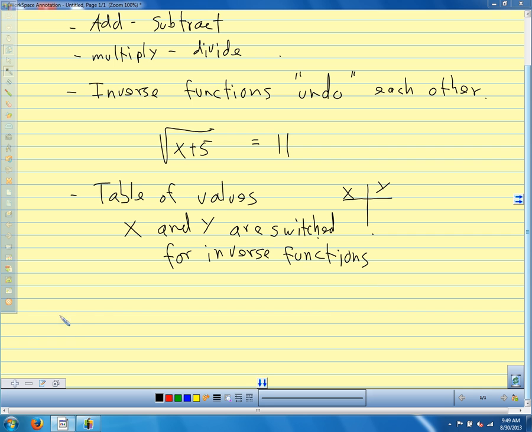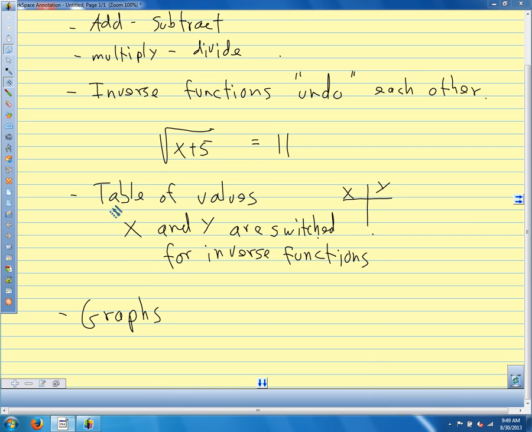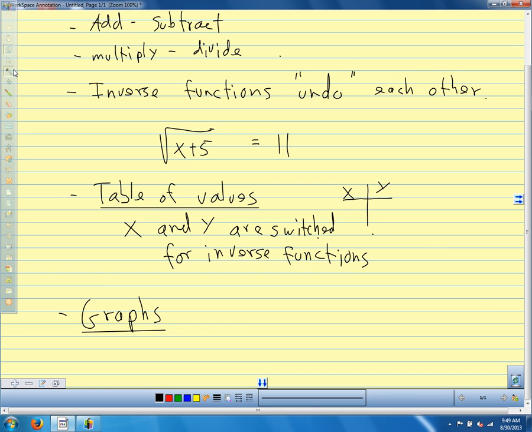And someone definitely mentioned this one. If we're looking at graphs of inverse functions, if we have a function and its inverse graphed together, what happens with the graphs? Remember?